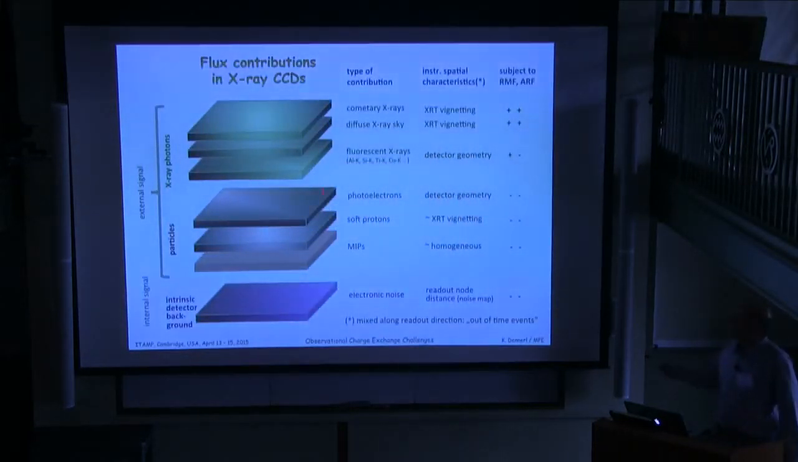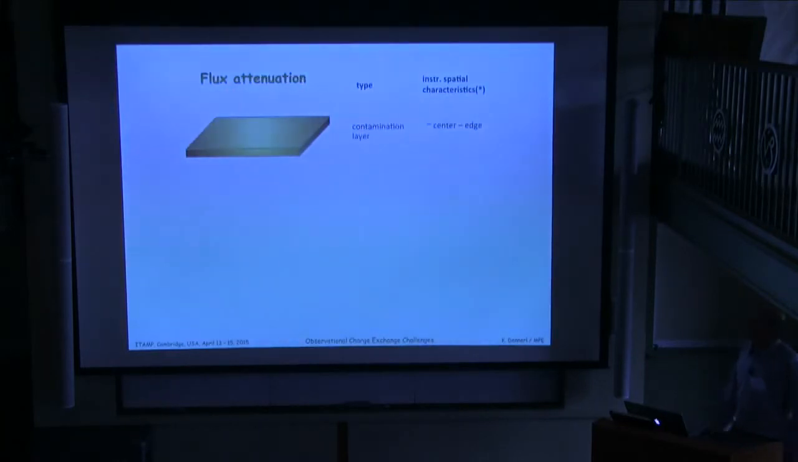Okay, the contributions so far are additive contributions. There's also another thing to consider. Unfortunately, there's in some CCDs the problem that a contamination layer is building up. And this is a particular issue at low energies, which we are mainly interested in when we study solar wind charge exchange. And this has another signature. Usually it's a temperature effect, so it's a center-to-edge characteristic.